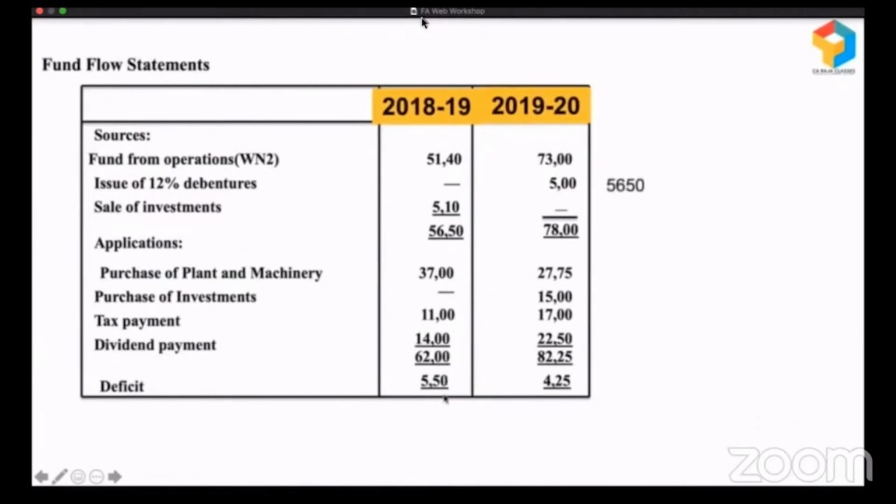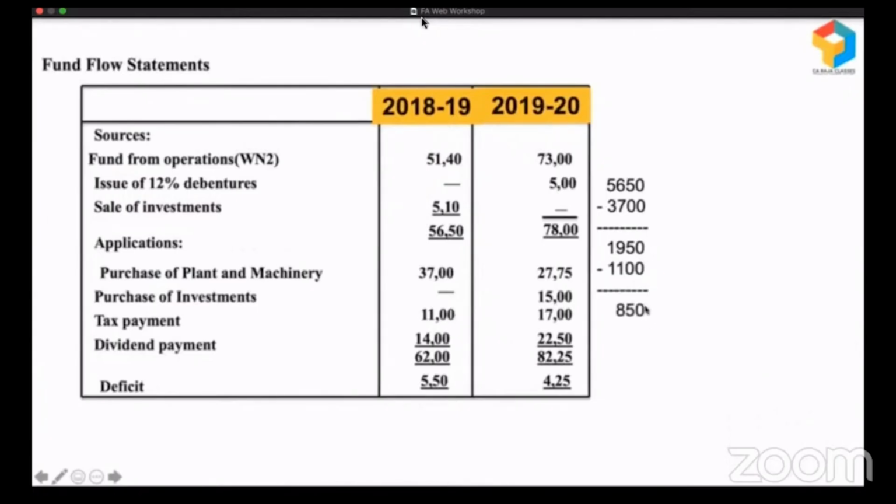Let's analyze this. What is the total source? It is this 5,650. When they had 5,650, they first purchased plant and machinery. Since they had so much fund, 3,700 is okay, because even after paying all this, they'll have a surplus of 1,950. And then tax is compulsory, they cannot escape. From 1,950 they paid taxes of 1,100. So they are left with 1,950 minus 1,100, 850.